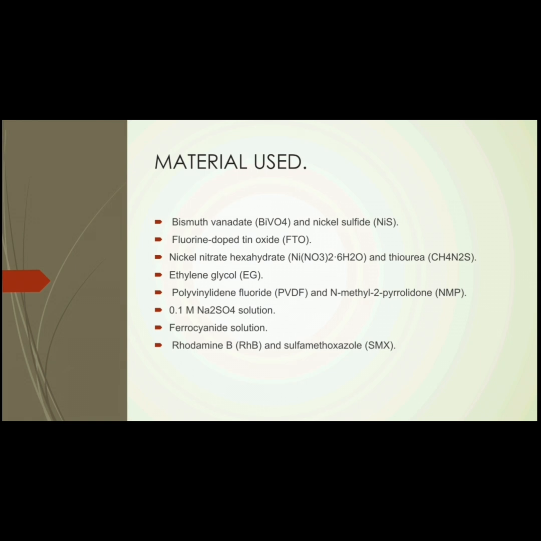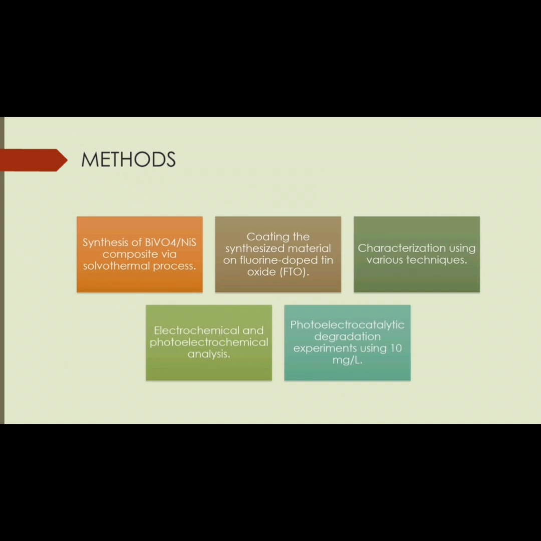Ethylene glycol was used as a solvent for the solvothermal synthesis, and polyvinylidene fluoride and N-methyl-2-pyrrolidone were used for preparing the photoanode slurry. Of course, for these materials used, there is a method involved. The synthesis of the BiVO4 NiS composite via solvothermal process at 180 degrees Celsius for 12 hours. The coating of the synthesized material on the fluorine doped tin oxide substrate to create a photoanode.